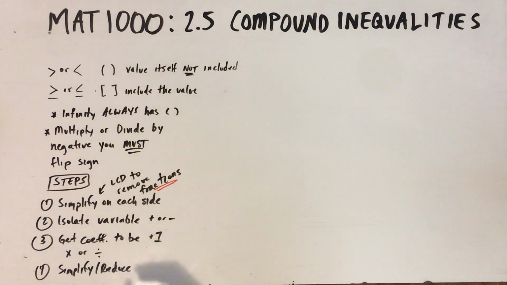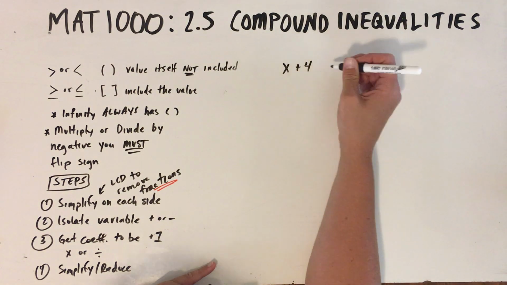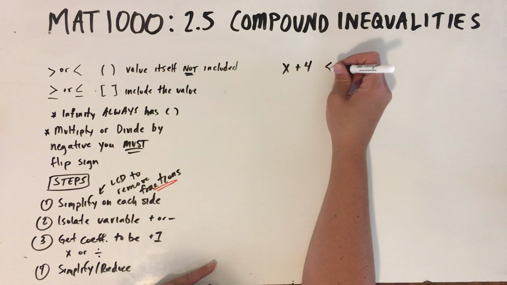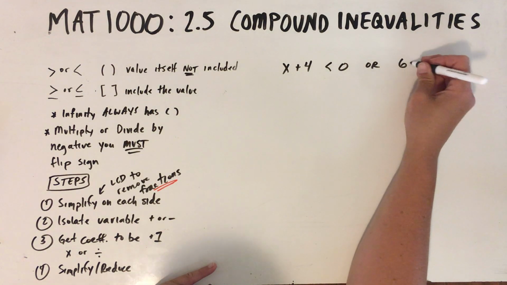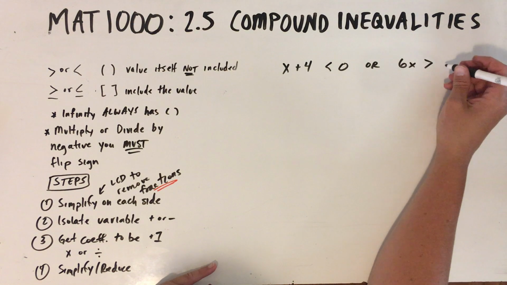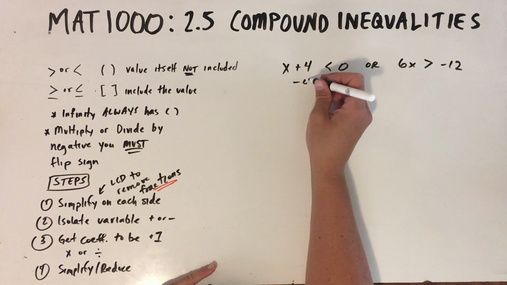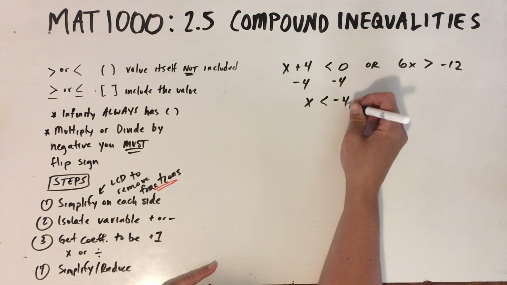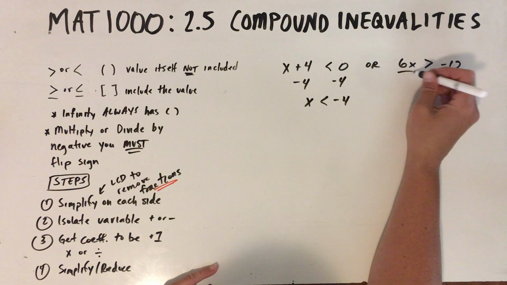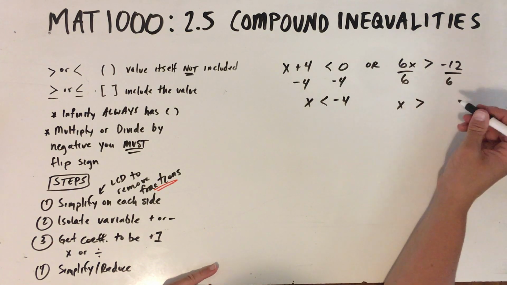Here, we have x plus 4 is less than 0, or 6x is less than negative 12. So to solve this, I've got to isolate the x. So x is going to be less than negative 4. Don't need to flip the sign because I'm adding and subtracting. Here I need to divide by 6. Don't need to flip the sign because I'm dividing by a positive.